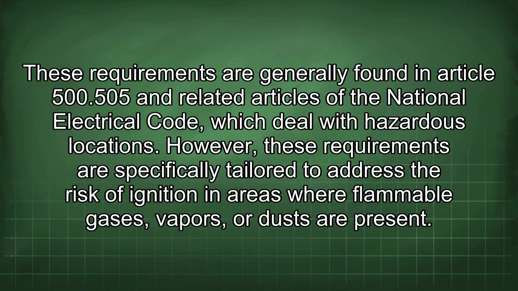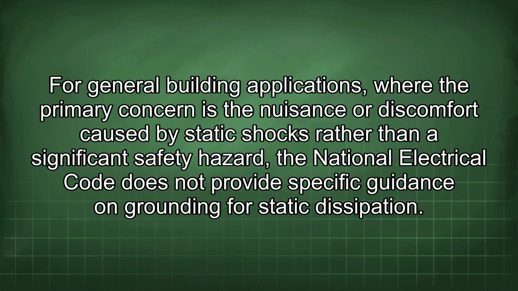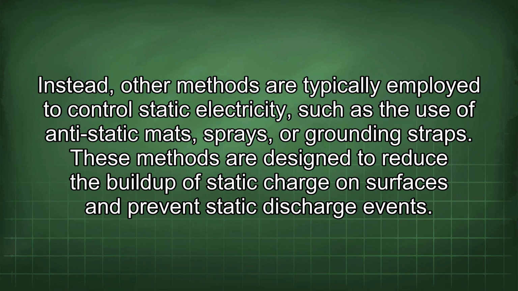However, these requirements are specifically tailored to address the risk of ignition in areas where flammable gases, vapors, or dusts are present. For general building applications, where the primary concern is the nuisance or discomfort caused by static shocks rather than a significant safety hazard, the National Electrical Code does not provide specific guidance on grounding for static dissipation. Instead, other methods are typically employed to control static electricity, such as the use of anti-static mats, sprays, or grounding straps. These methods are designed to reduce the buildup of static charge on surfaces and prevent static discharge events.